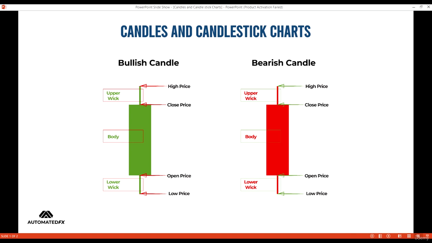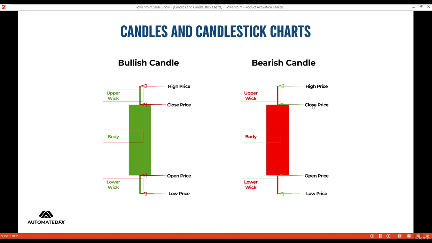So these candles are a representation of the wars being fought on the battlefield of Forex. Okay, so the war is between the buyers and the sellers. So whoever wins at the end of that time frame has the candle attributed to them.